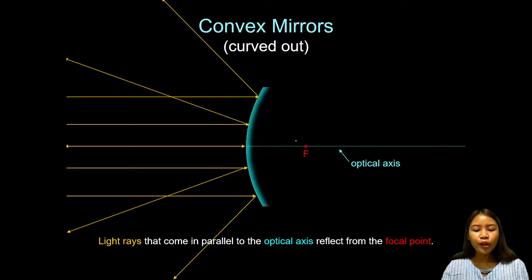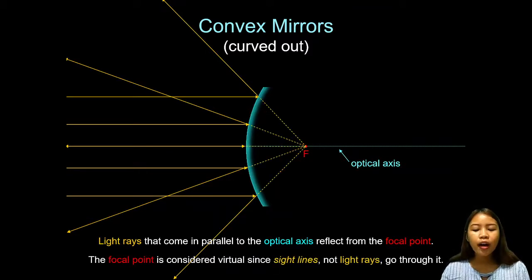Now, if you're going to take a look at these light rays, specifically at the reflected rays, if you're going to extend those reflected rays, they are all aligned to the focal point. Again, they are all aligned to the focal point. Do you get it? Okay. Next.